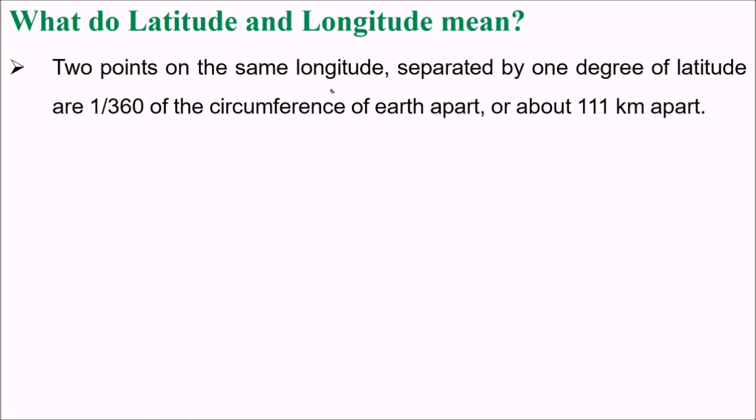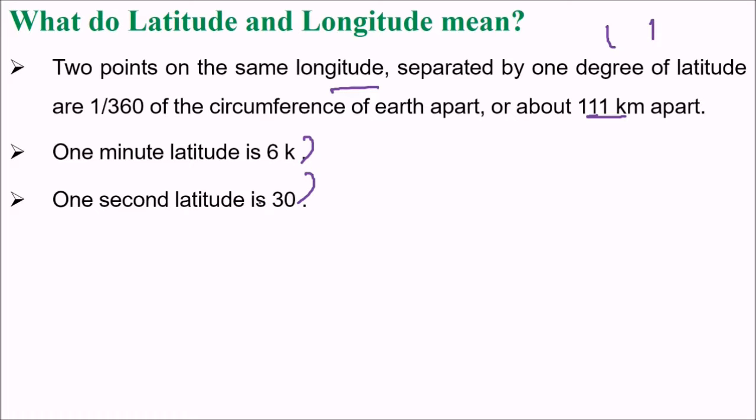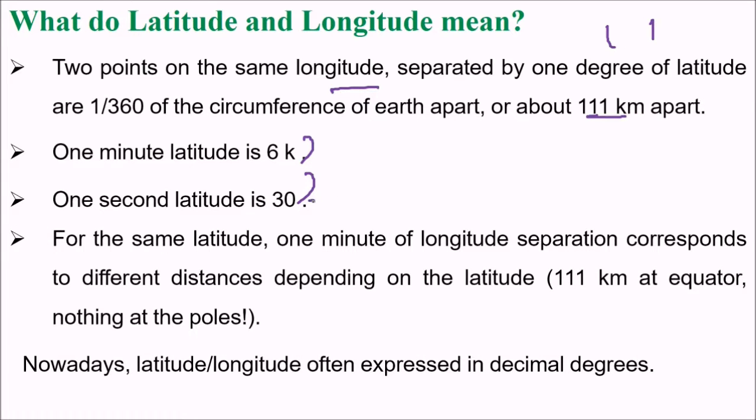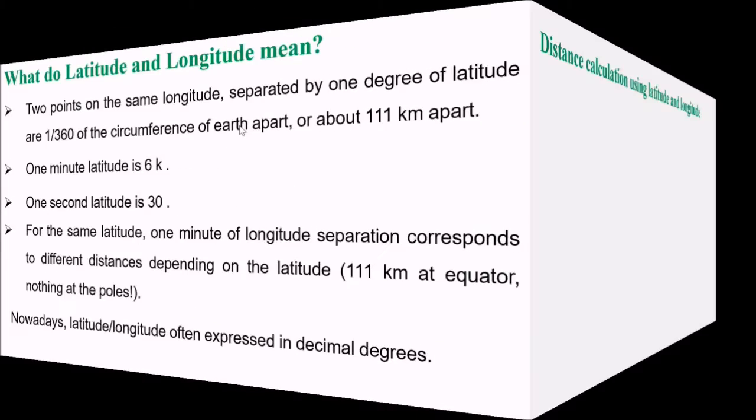So what do latitude and longitude mean? Two points on the same longitude separated by 1 degree, that is 1/360th of the circumference, are approximately 111 km apart. 1 minute is about 1.8 km, and 1 arc second is about 30 meters. For the same latitude, 1 minute of longitude separation corresponds to different distances depending on the latitude. That is 111 km at the equator and nothing at the poles. Latitude and longitude are expressed in decimal degrees, DD.